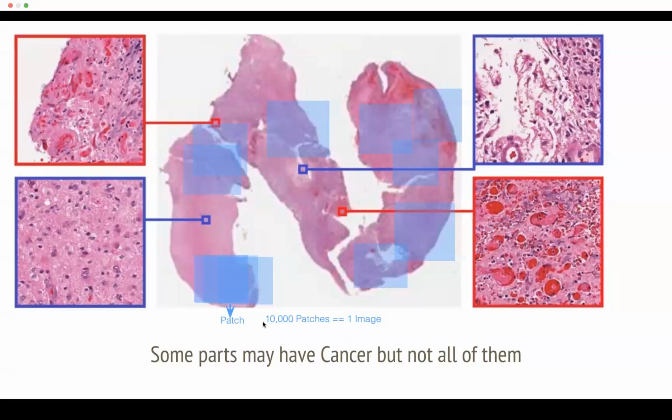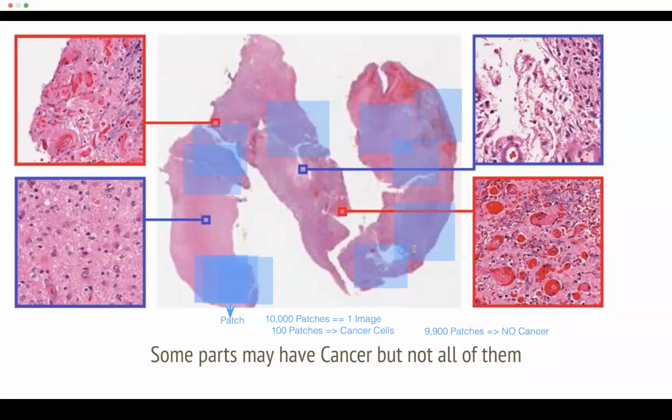Now, out of these 10,000 patches, it's very likely, based on my experience, that only a fraction of these patches will actually have cancer. So let's say that only 100 of these patches actually have cancer cells, or things that look like cancer. And the remaining 9,900 patches don't have cancer. But remember, this patient has cancer.